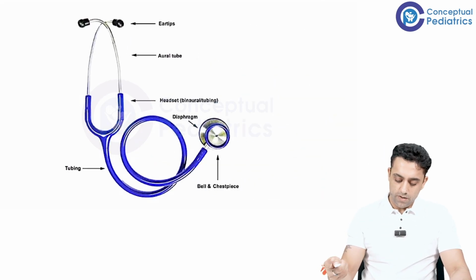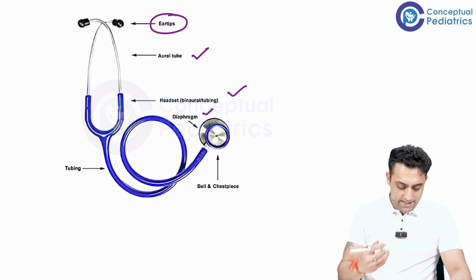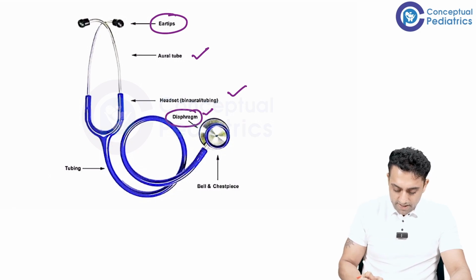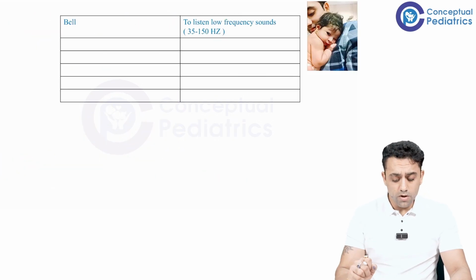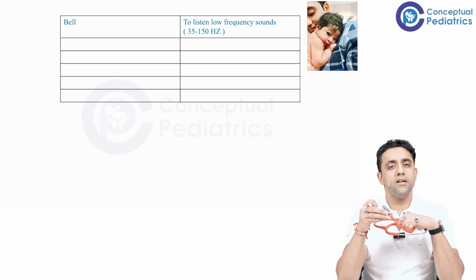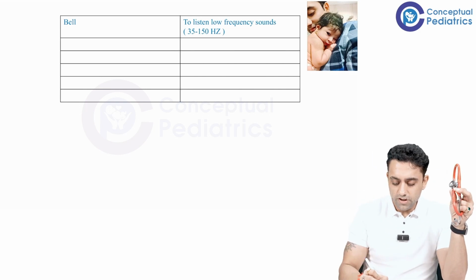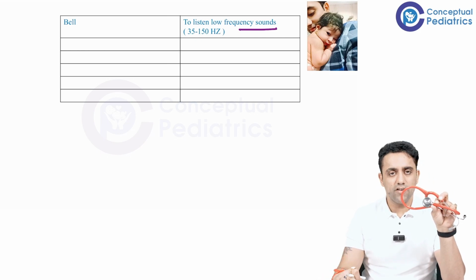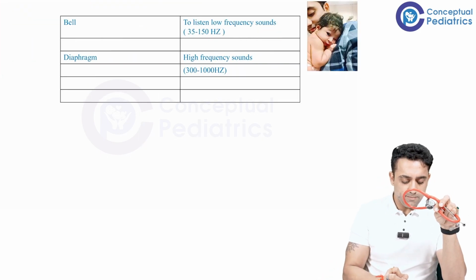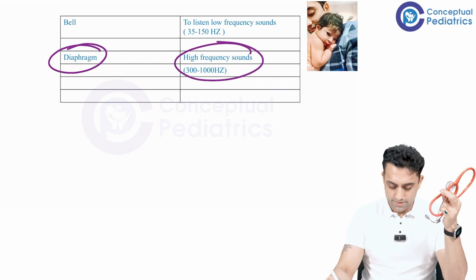Last is auscultation. How do you auscultate? By using a stethoscope. We have the bell, the diaphragm, the ear tips, the oral tube, the headset proper, and the tubing. The bigger one is the diaphragm, the smaller one is the bell. The bell is used for low frequency sounds, 35 to 150 hertz, and the diaphragm is used for high frequency sounds.